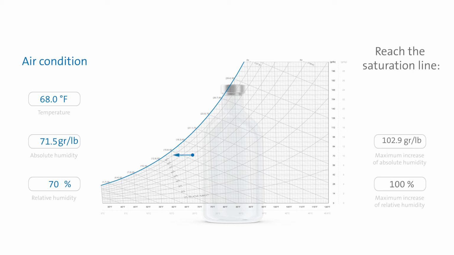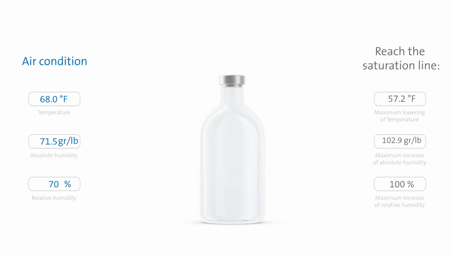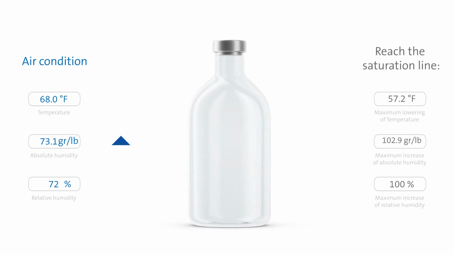And we know that the air in this state will also reach the dew point line if it cools down by at least 10.8 degrees Fahrenheit. If we now add steam to the flask and increase humidity, mist would then form, followed by condensation as soon as we reach 102.9 grams of water per pound of air. Or, alternatively, if we decrease the temperature by 10.8 degrees Fahrenheit, the air would also reach the saturation line. First mist, then condensate would form.